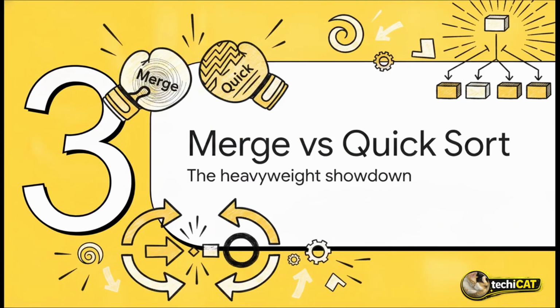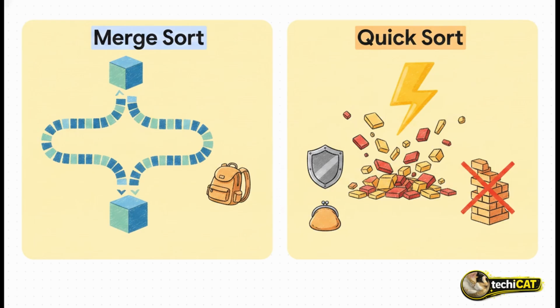Section 3. Merge sort versus quick sort. Let's step up to the real heavyweights, the algorithms that actually power modern software. This is the classic showdown you've got to know. Merge sort runs in big O of n log n time and big O of n space, plus it's stable. It divides, sorts, and merges.